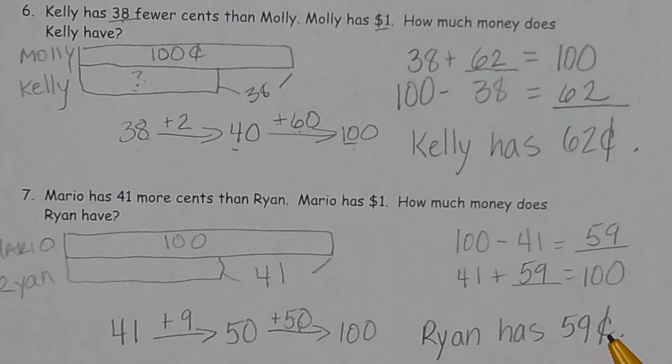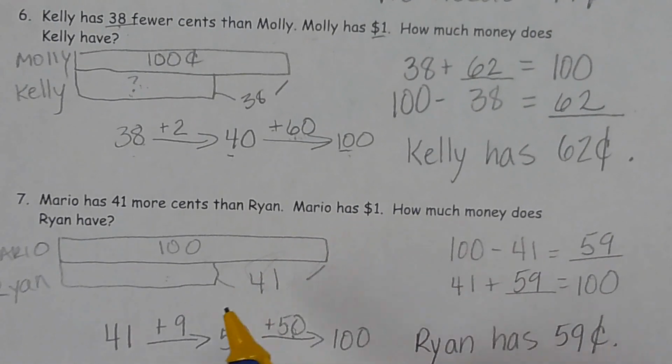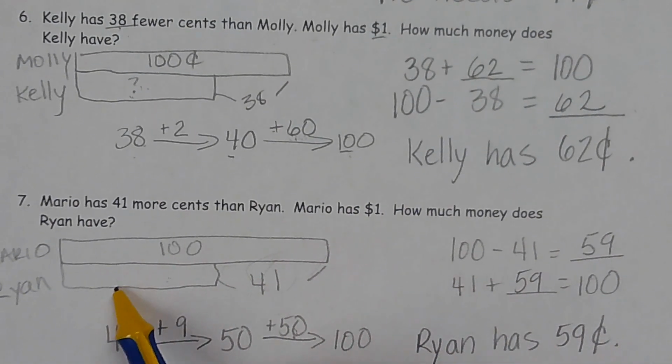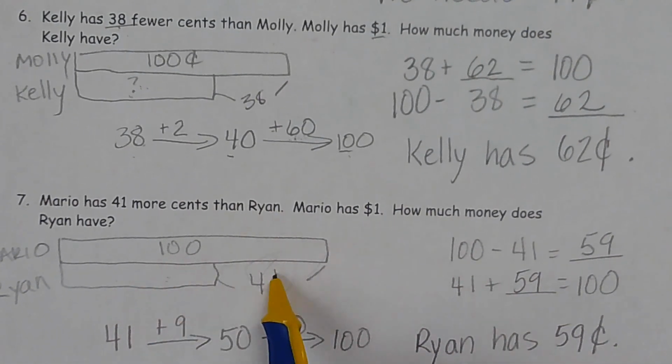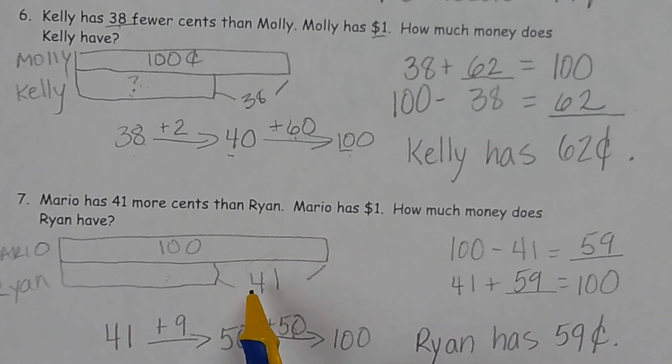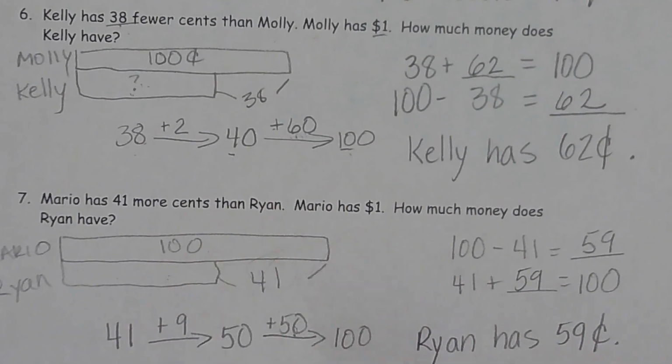Now, a lot of times they ask us this question differently. They'll say, Ryan has this and Mario has this. What's the difference? How much more does Mario have? But it doesn't matter which they're asking us. If they're asking us the difference or if they're asking us what one of the people has, that is still a part. We have a part and we have the whole.